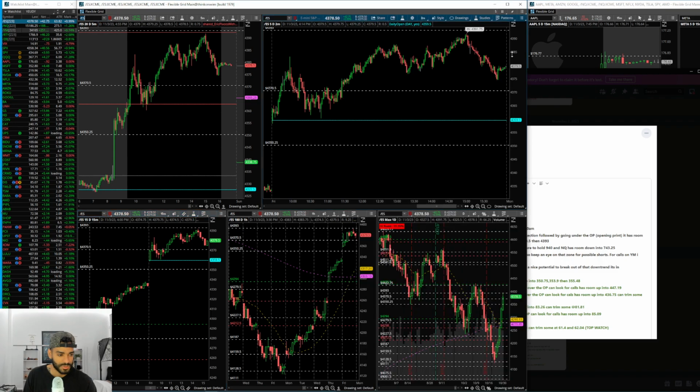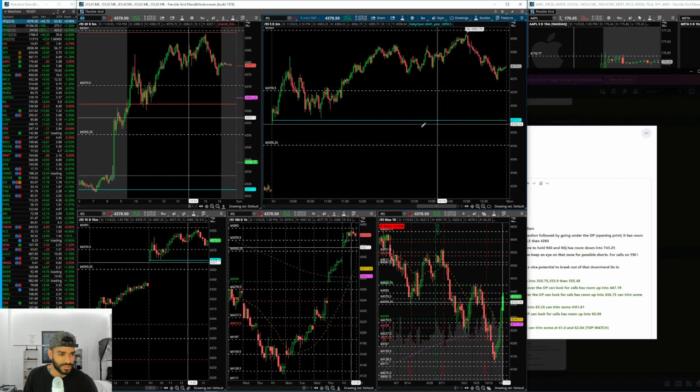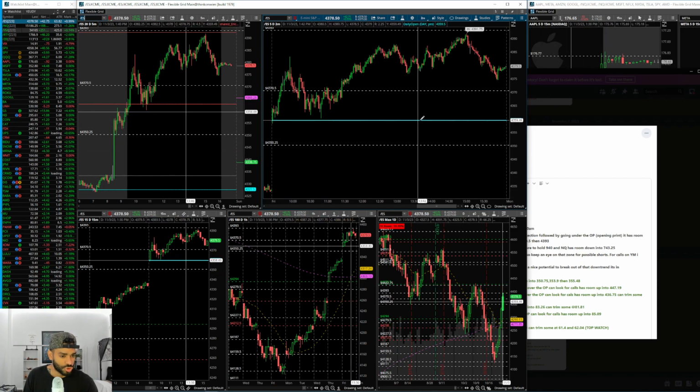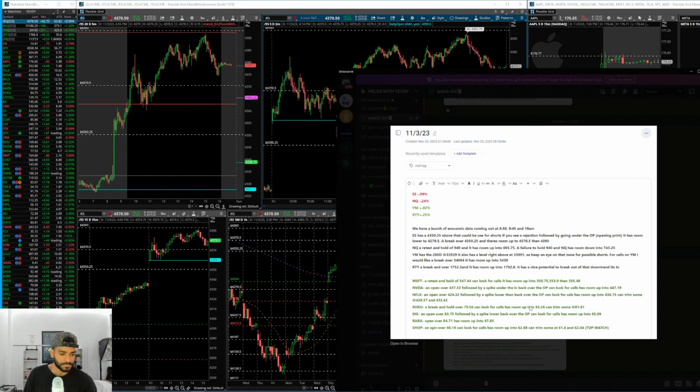You guys can see that day ES opened up at 43.59. I have a script where it'll automatically draw this blue line for every stock the minute the market opens. So I wrote if we get a rejection here at 43.50 and then followed by going below the opening print, I would have been interested in shorts. But we ended up opening over that level, so shorts were not on the table.